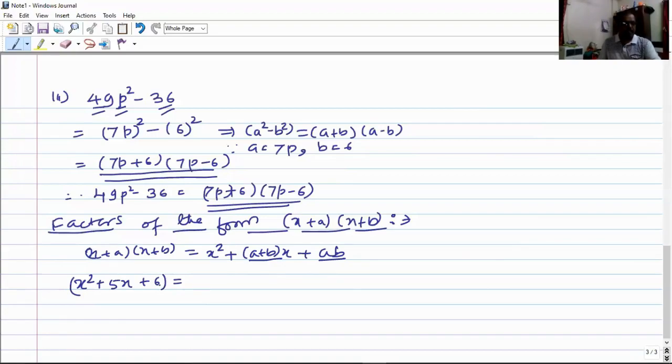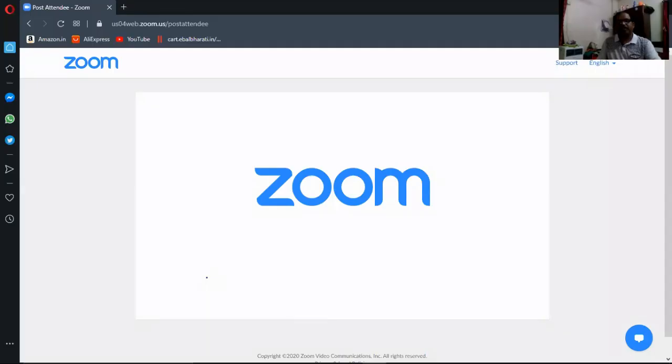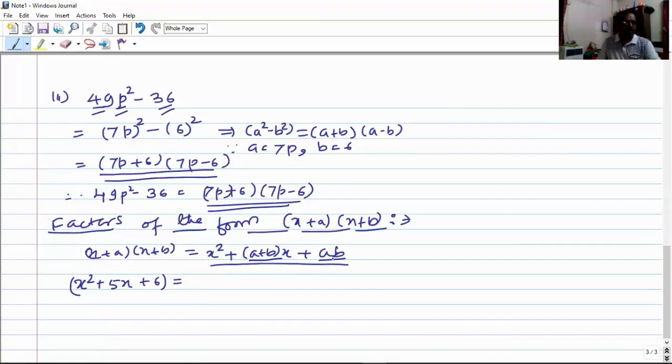The student will try to compare the given expression with x square plus a plus b times x plus ab. So here the middle term is positive, so obviously it is in the form of x square plus a plus b times x plus ab. Now comparing this given expression with this, can you get the value of a plus b and a into b?